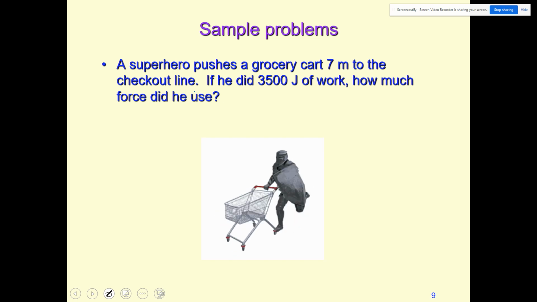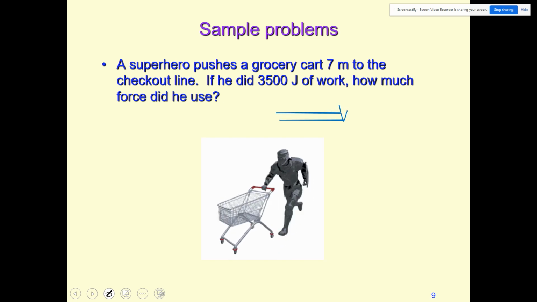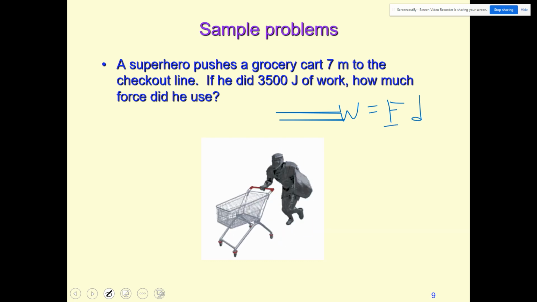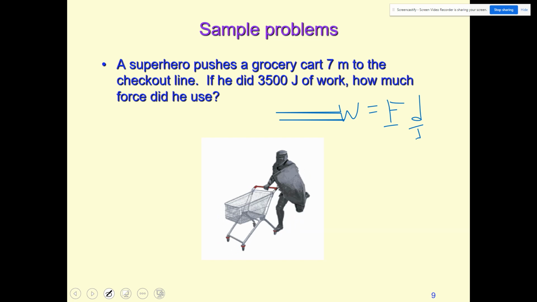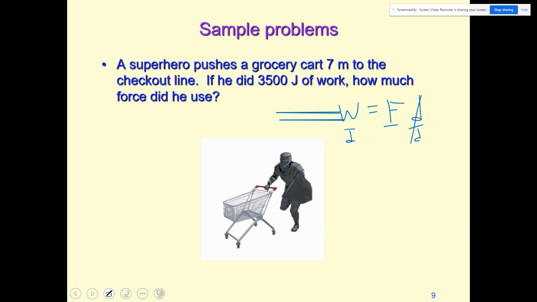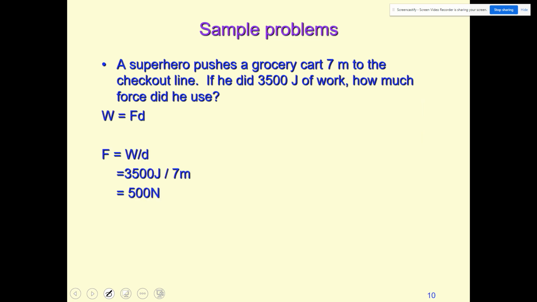A superhero pushes a grocery cart 7 meters to the checkout line. If the superhero did 3500 joules of work, how much force did they use? Well, here is my formula. We're looking for F, so I'm going to divide by d on each side. The d cancels out on this side, and force is equal to the work divided by the distance. Just like that, plug those numbers in, and I get 500 newtons.